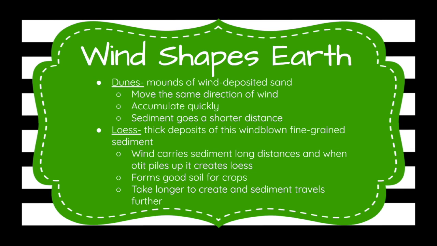Now, a loess is very similar to a dune. A loess is a thick deposit of wind fine-grained sediment, which is just a pile of sand, but a loess is going to accumulate a lot slower. The wind's going to carry that sediment for longer distances, and it will pile it up. It creates a loess. It forms really good soil for crops, so loess can be very good for the fertility of crops, and it can take a lot longer for it to form because it's going to make that sediment travel further. Whereas a dune's going to be quick and short distance, loess is going to be longer distance and a lot slower to create.